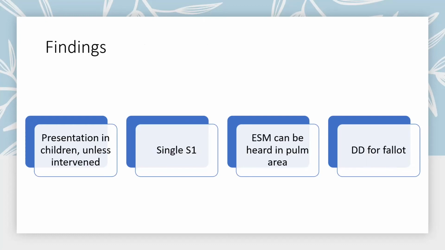Okay. What are the findings? Presentation in children. Otherwise, unless intervened, they will never come as adults. There's a single, again, I put the wrong thing. It's a single S2. Sorry for this error again. Ejection systolic murmur can be heard in the pulmonary area, and it becomes a differential diagnosis for a Fallot.